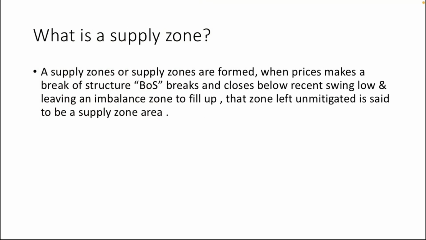Now, what is a supply zone? A supply zone or supply zones are formed when prices make a break of structure, which is the BOS, and close below a recent swing low, leaving an imbalance zone to fill up. That zone left unmitigated is said to be a supply zone. So when the prices are making a bullish movement and it breaks the recent swing low and leaves an imbalance, that area left unmitigated is identified as a supply zone.